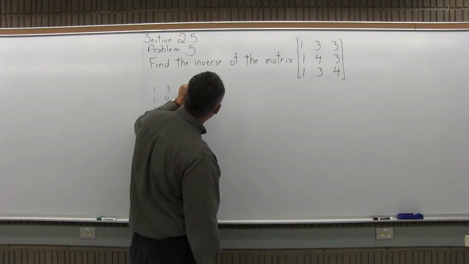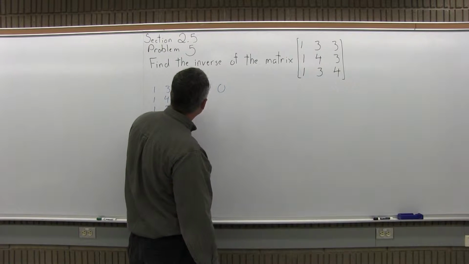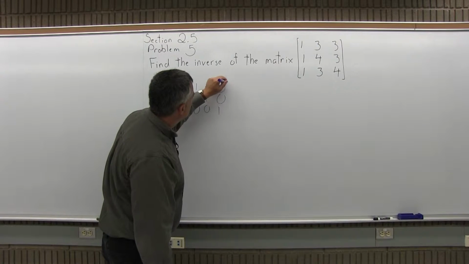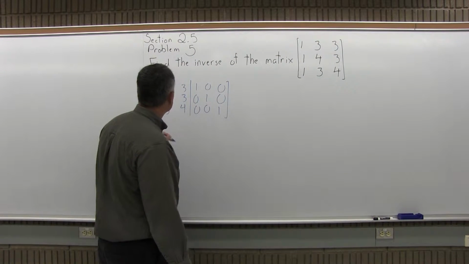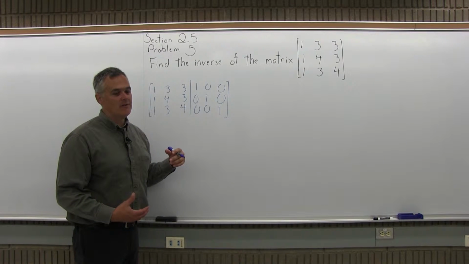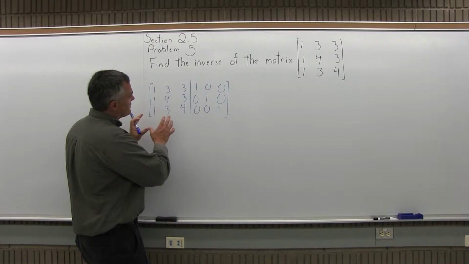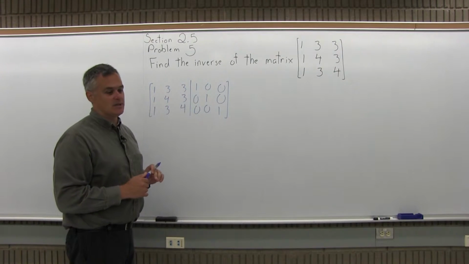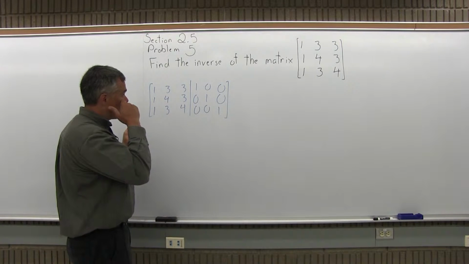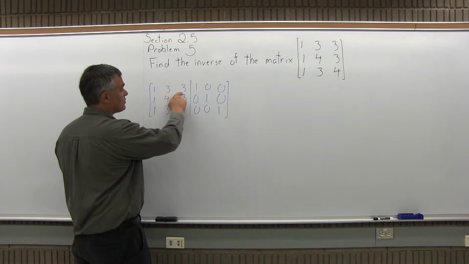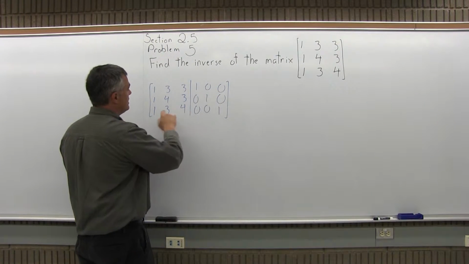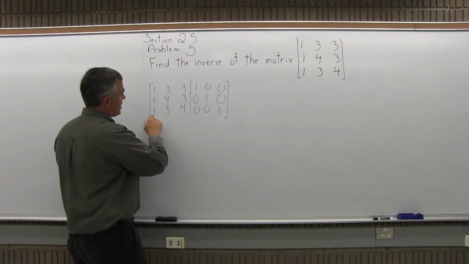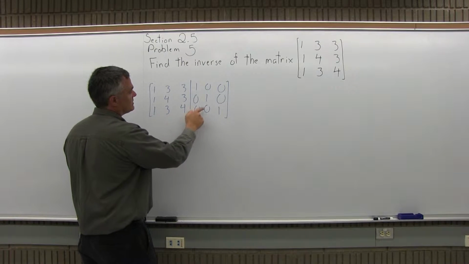So the top row will be 1, 0, 0. The middle row 0, 1, 0. And the bottom row 0, 0, 1. So here's a big wide matrix that we're going to have to solve the left half of. And when we solve that left half, the right half of this double matrix will turn into the inverse. So again, the top row is 1, 3, 3, 1, 0, 0. The middle row is 1, 4, 3, 0, 1, 0. And the bottom row is 1, 3, 4, 0, 0, 1.